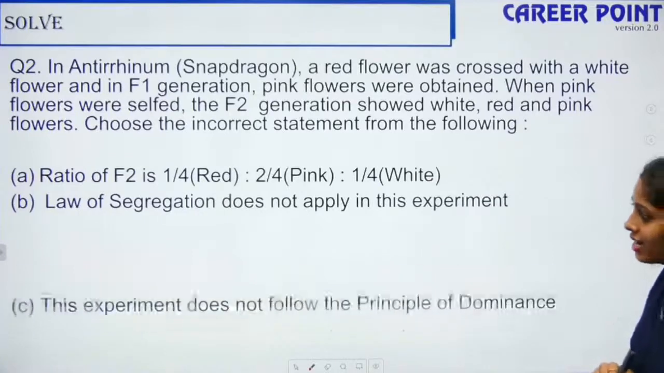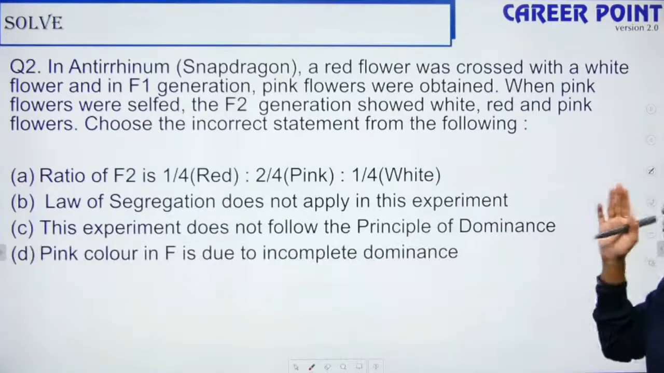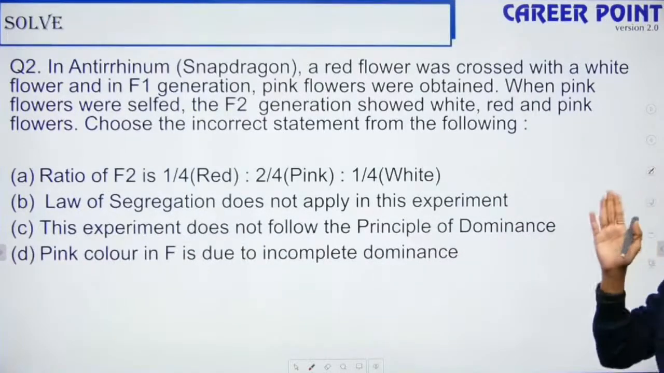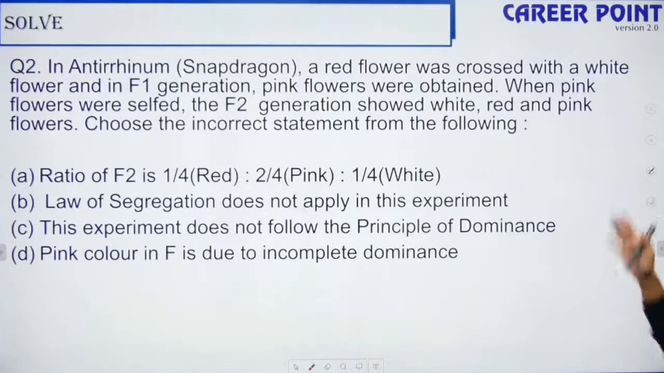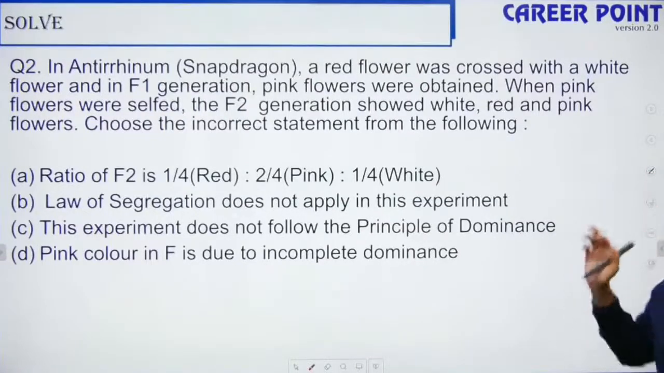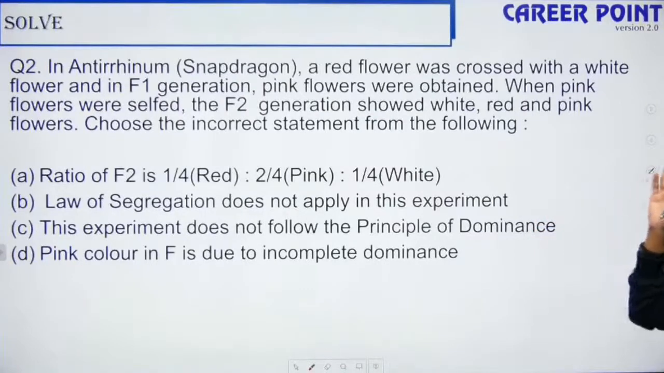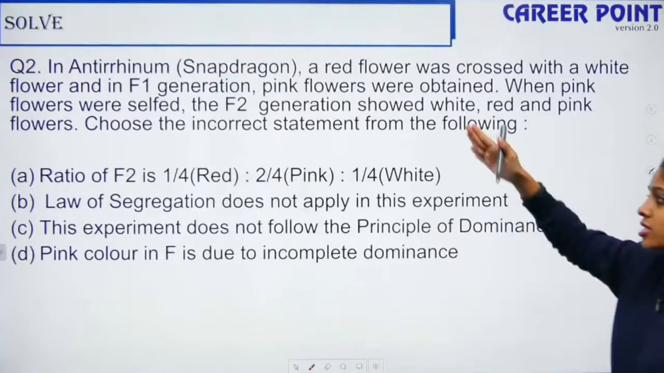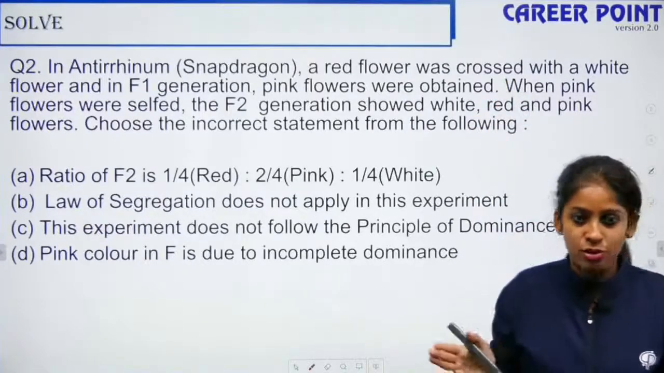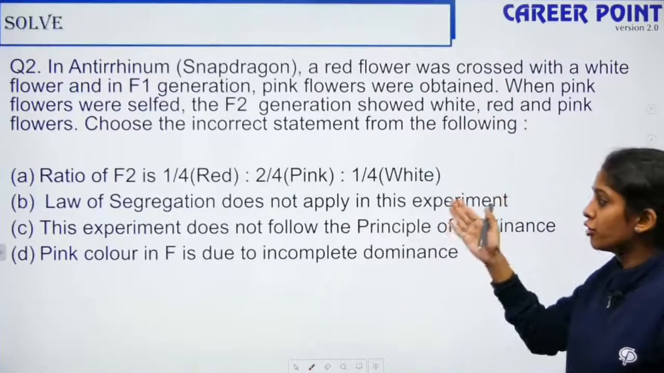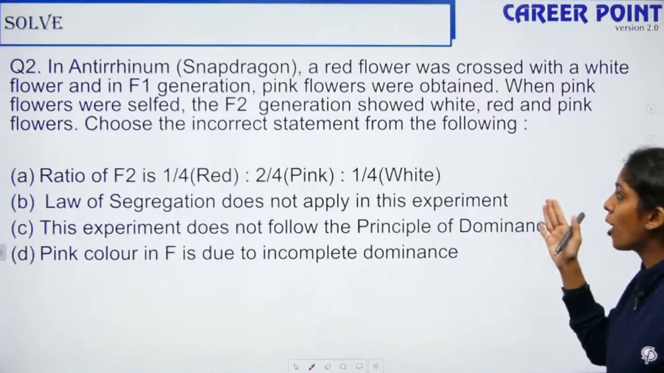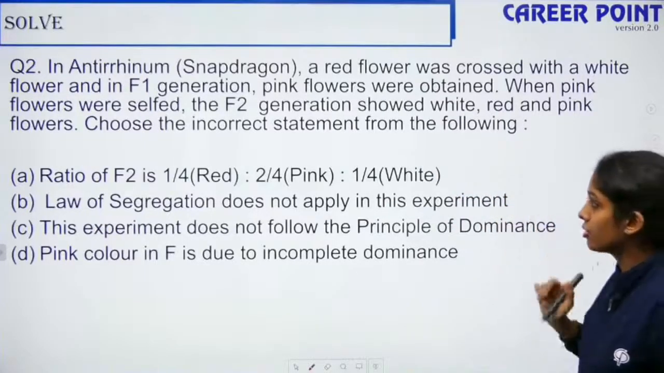In Antirrhinum, that is snapdragon, a red flower was crossed with a white flower. In the F1 generation, pink flowers were obtained. When the pink flowers were selfed, the F2 generation showed white, red and pink. Choose the incorrect statement from the following. So this is basically incomplete dominance, right? The ratio of F2 is 1/4, 2/4, 1/4. So they're just talking about the ratio.